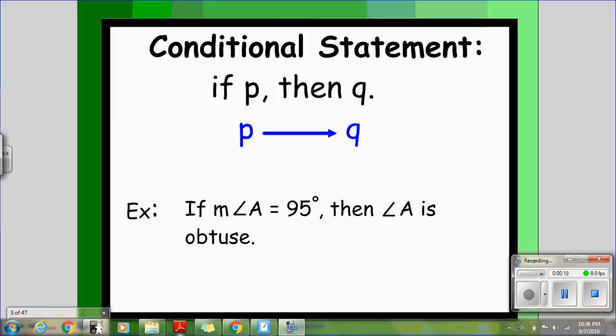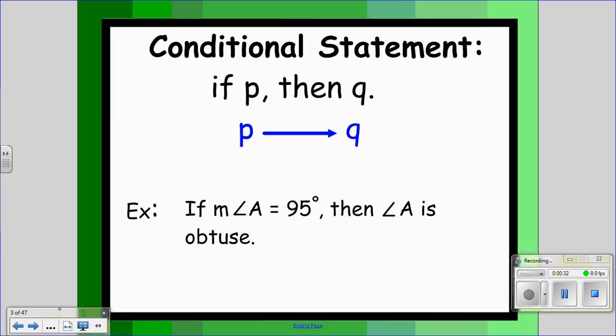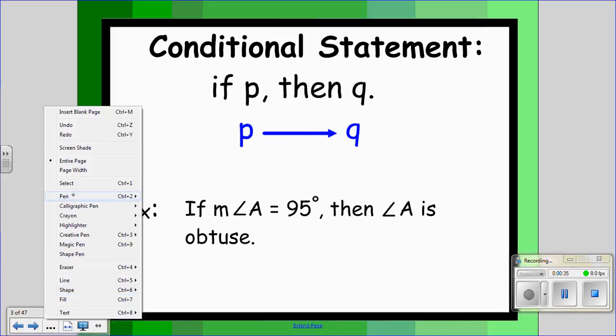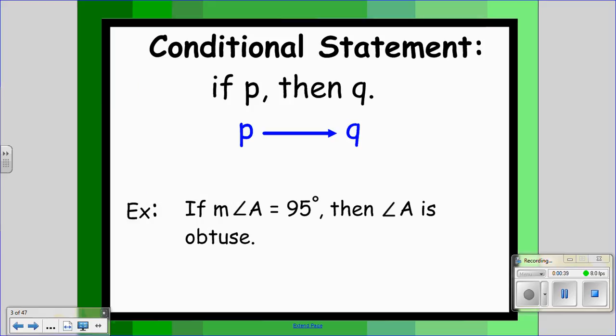A conditional statement is a statement usually written in if-then form, and it follows the format that if P, then Q. P will be the hypothesis of the statement, and Q will be the conclusion. So if hypothesis, then conclusion.